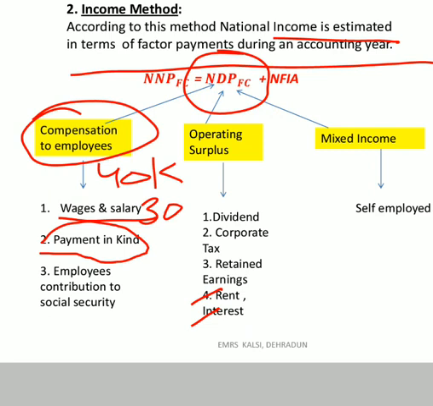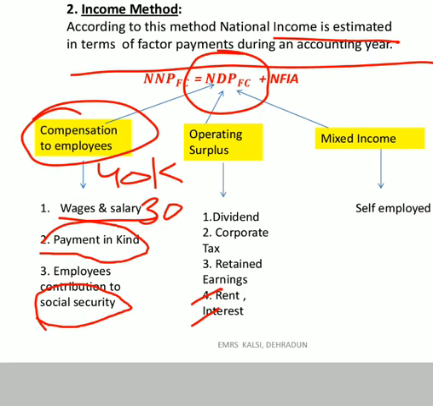The remaining 5,000 he gets in the form of social security, meaning it will be added to his provident fund account, and after retirement he will get a lump sum amount from that fund. So this 40,000 is divided into three parts: cash, kind, and social security. These are the forms in which an employee gets compensation.